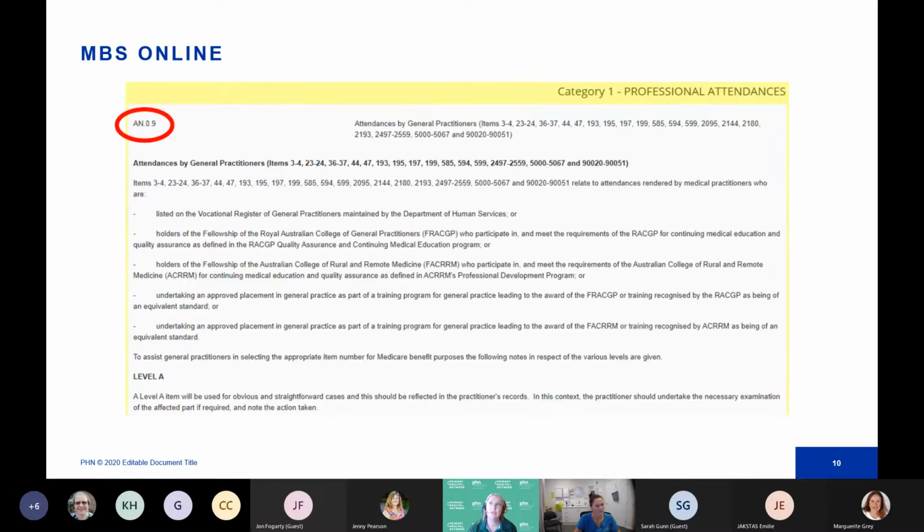Then once you click on the explanatory notes, it opens up to the full explanatory notes on your criteria, how to bill basically. So it is really important that you do have a read of those, just to ensure that you are meeting the requirements.